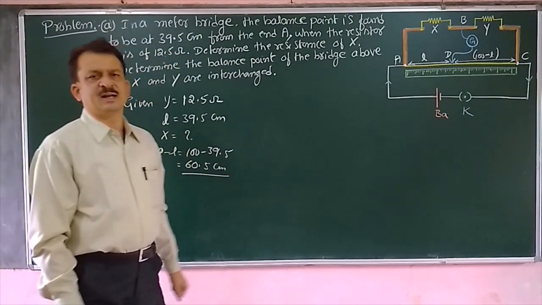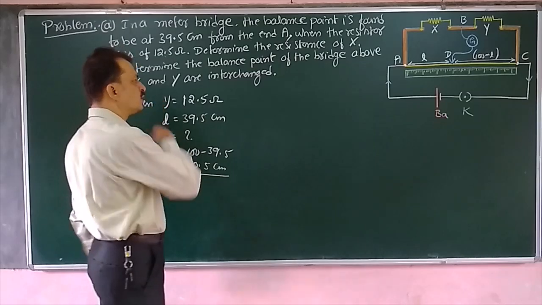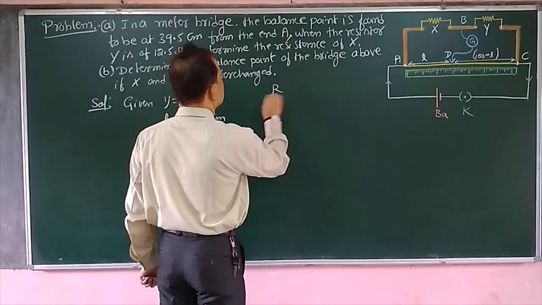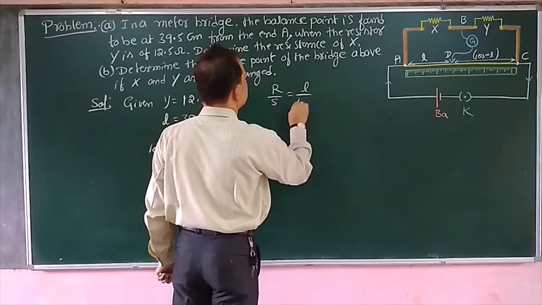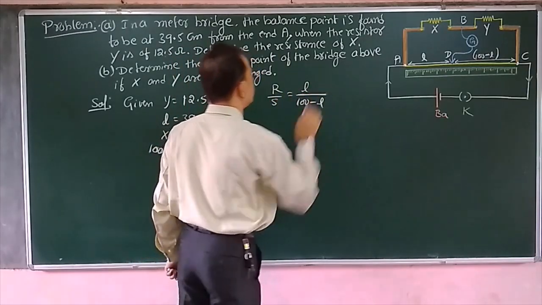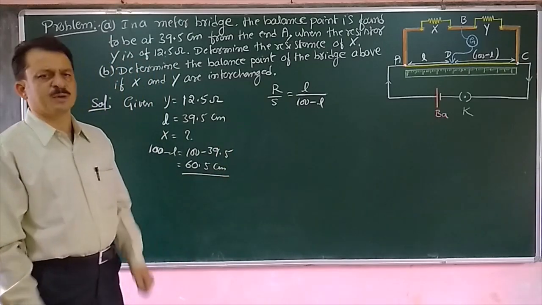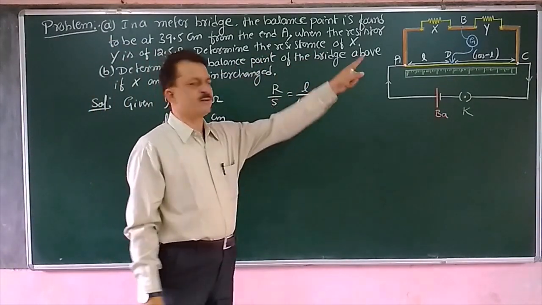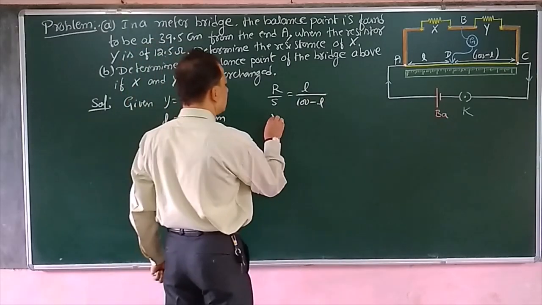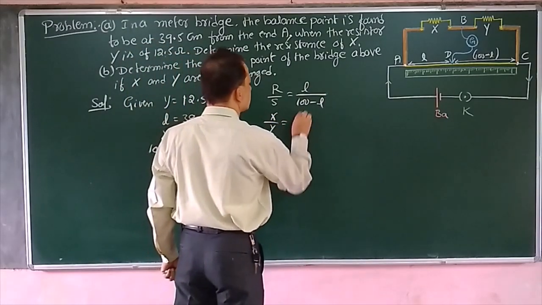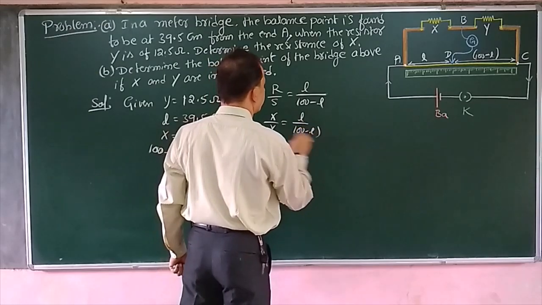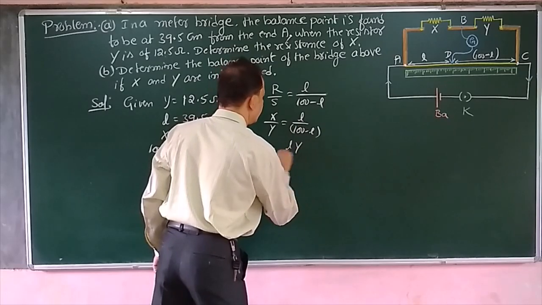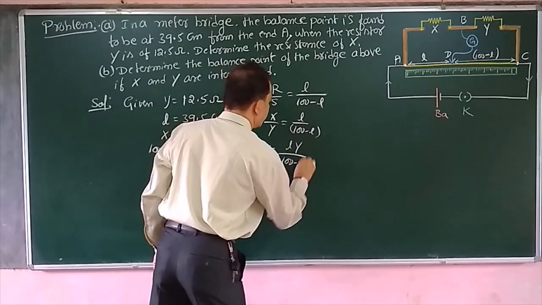Now by applying the balancing condition of this Wheatstone network, we have the standard formula. It is R by S is equal to L divided by 100 minus L. In place of R, we are having X. In place of S, we are having Y. Therefore X by Y is equal to L divided by 100 minus L, or X is equal to L into Y divided by 100 minus L.